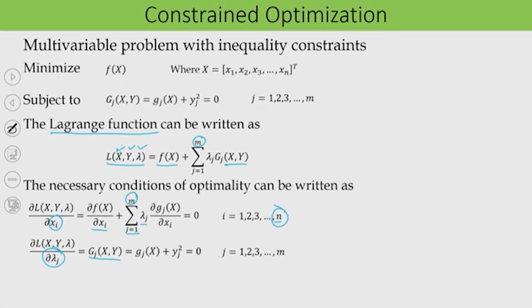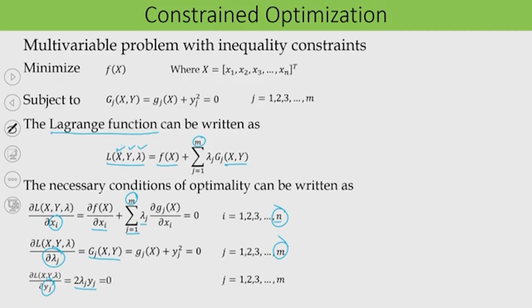So, how many equations are we getting? We are getting a total of m equations, because m is the number of inequality constraints. And the third one is the derivative with respect to y j. y j is also a variable here. So, if we take the derivative with respect to y j, we get twice lambda j y j equal to 0. These are all necessary conditions. We get these equations from the necessary condition of optimality.